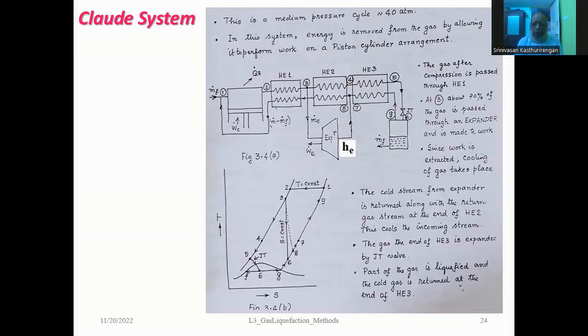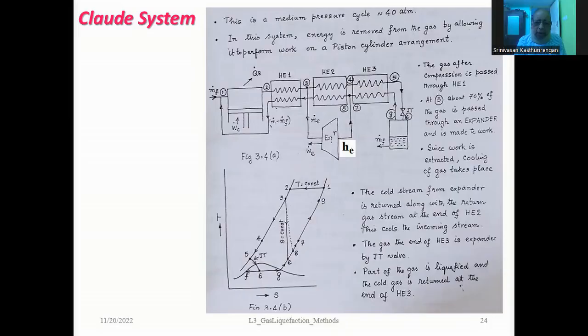So the cold stream from the expander is now returned along with the return gas stream at the end of the heat exchanger HE2, and this cools the incoming stream again. The gas at the end of HE3 is expanded by the Joule-Thomson expansion valve, and part of the gas gets liquefied, and the cold gas is returned at the end of HE3. It is now warm, goes back and cools the incoming stream of fluid.